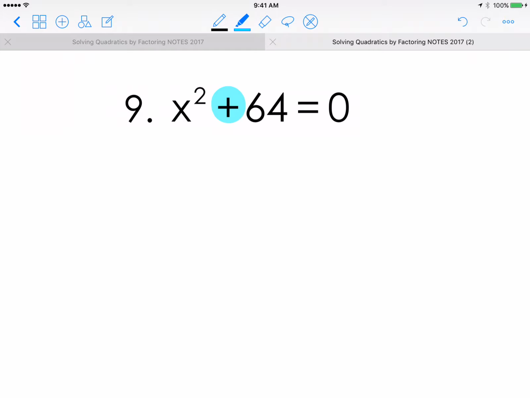All right, so I have a positive right here. So that means it's going to be a sots, sum. And that's the only way that it can be a positive is if I have imaginary numbers in there.